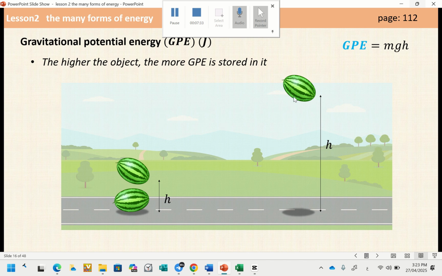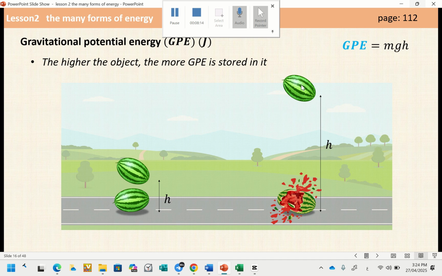But on the other hand, if you take this watermelon and lift it above a building and then let it go, when it hits the ground, it will be crushed. Why? Because when you lift it above the ground at a high height, or a very big distance from the ground, this watermelon will store a lot of gravitational potential energy in it.